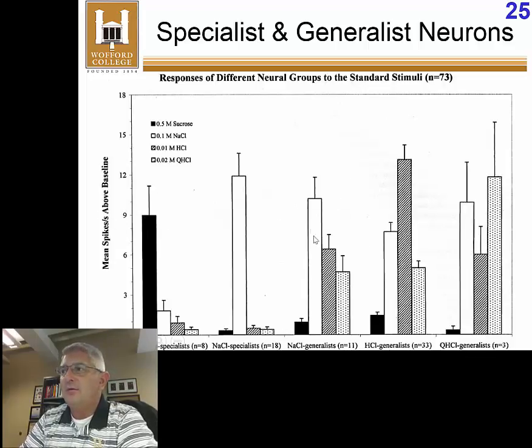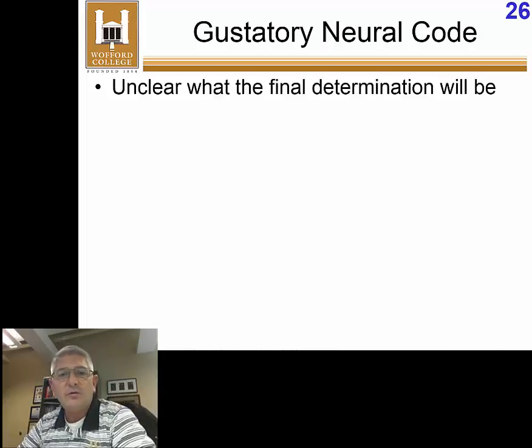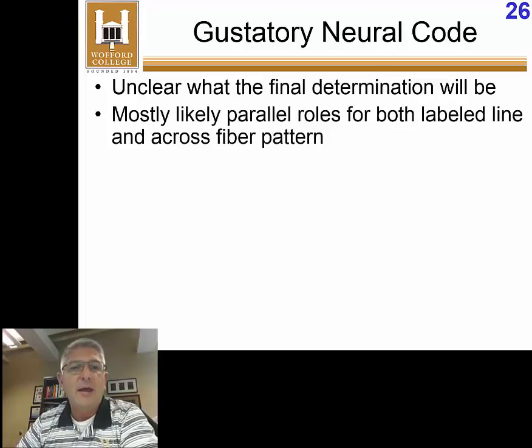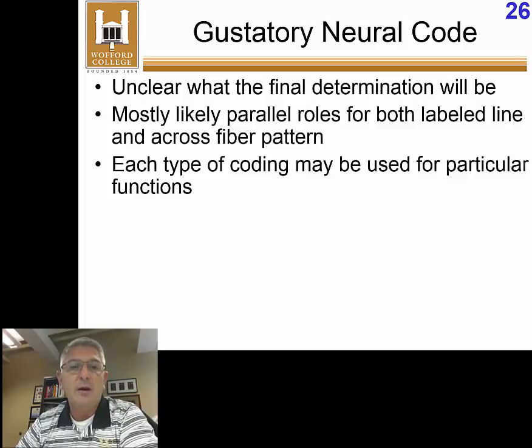And again, this graph is just showing the mean number of spikes per second. We have to look with these generalists at the pattern of the activity in order to understand how the brain can recognize the difference between salt or sour or bitter. So there's been a long time debate in the taste community about labeled line versus a cross-fiber pattern. And the most recent evidence that I just showed you tends to support a role for both, right? And that each type of coding may be used for a particular function.